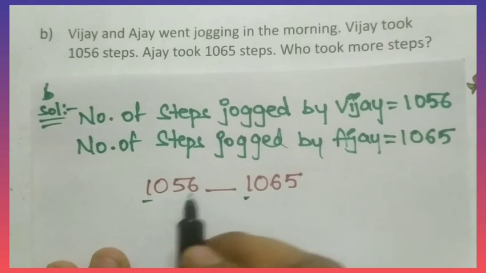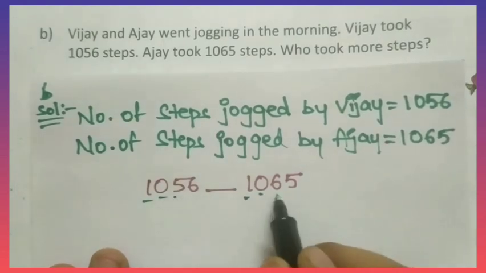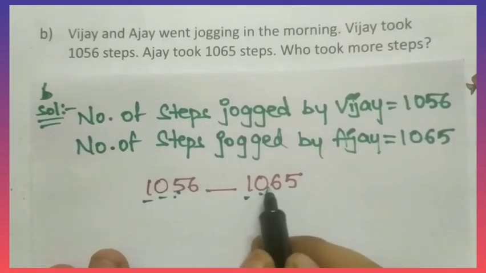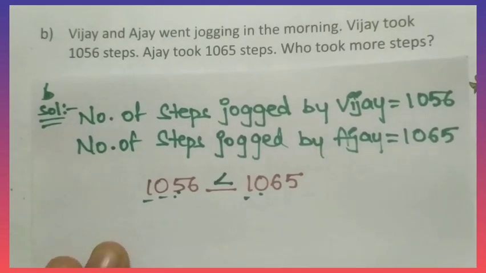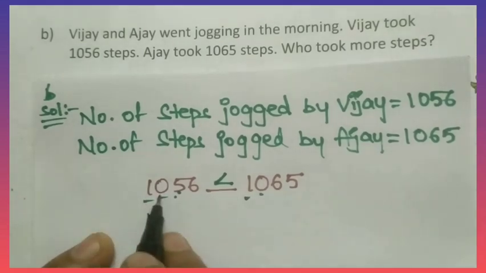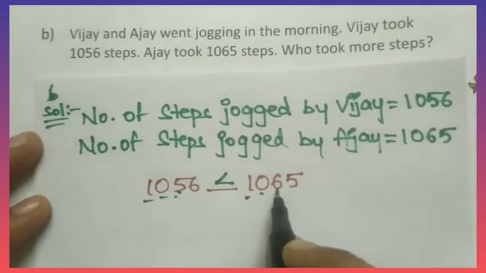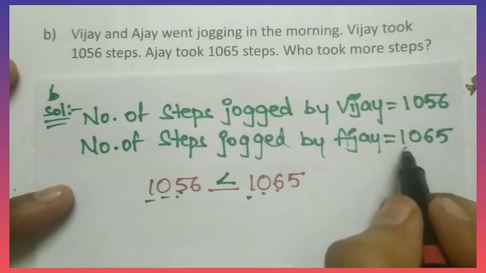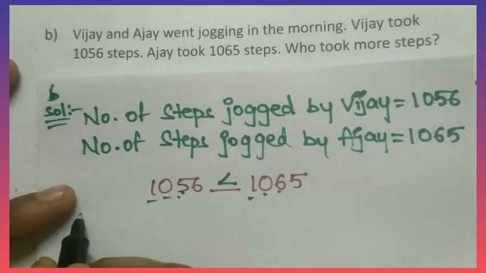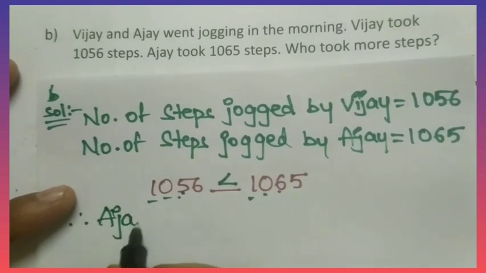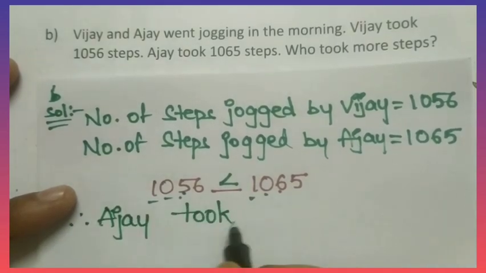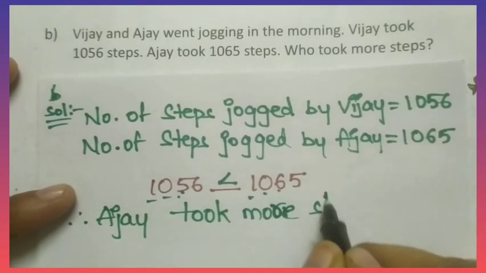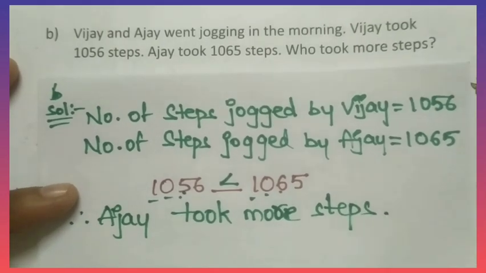Both have the same thousands and hundreds. Now tens. Here 5 is there, here 6 is there. 5 is less than 6. So we'll get the less than symbol. In these two, which one is the biggest? Yes, 1065 is the biggest one. Whose steps is it? Yes, Ajay. So therefore Ajay took more steps. Okay.